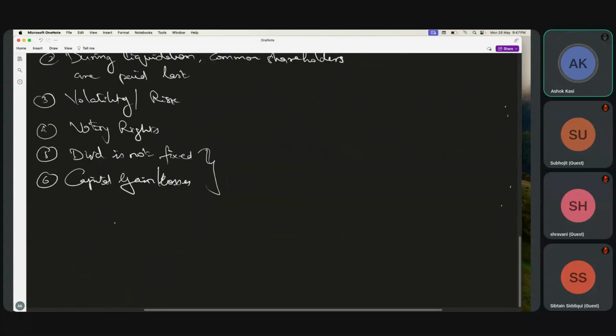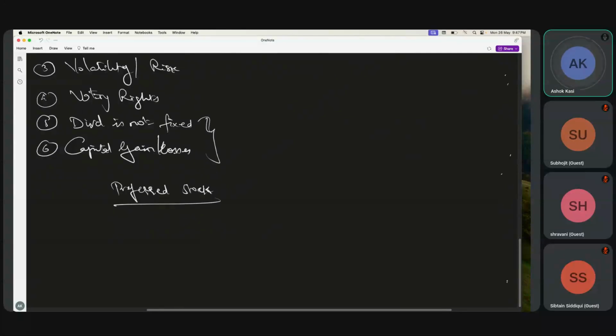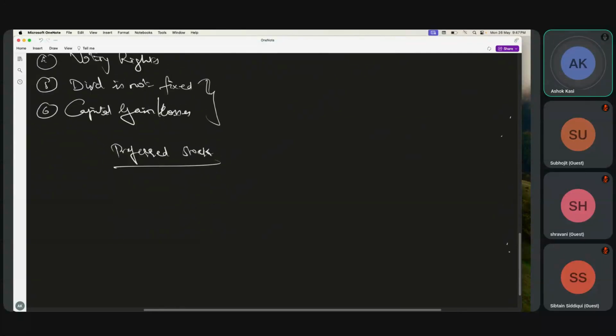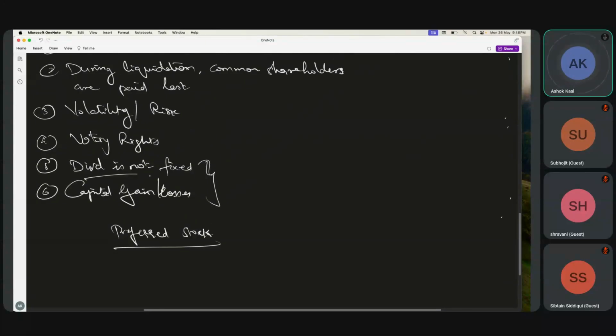Then preferred stock. What is preferred stock, and what are the types of preferred stock? See, now in equity, there is no fixed dividend. Dividend is not fixed.